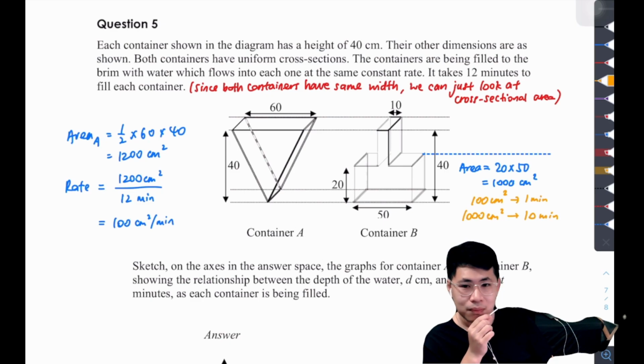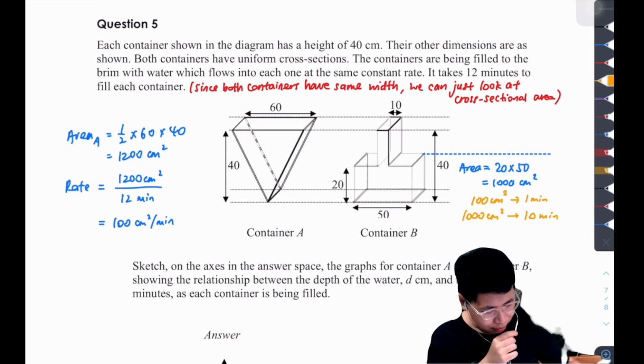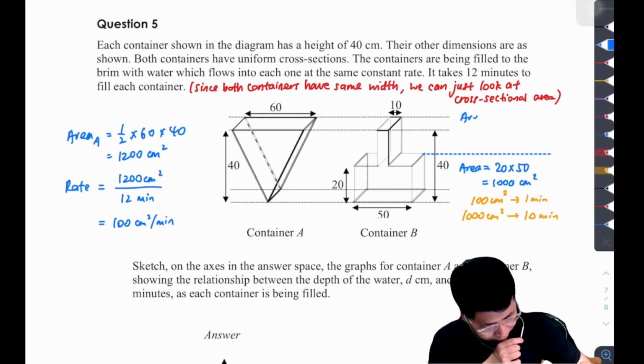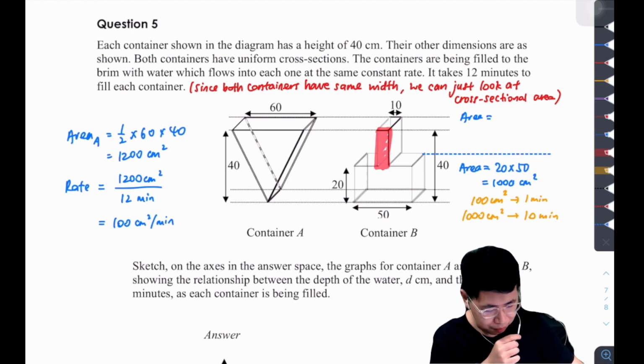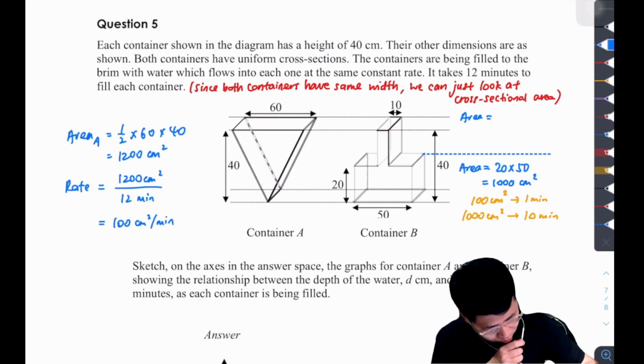Alright, then the one on top. Now the area over here is going to be this area, right? This is the area that we're looking for. So this area is going to be equal to 10 times 20, which is 200 cm squared.